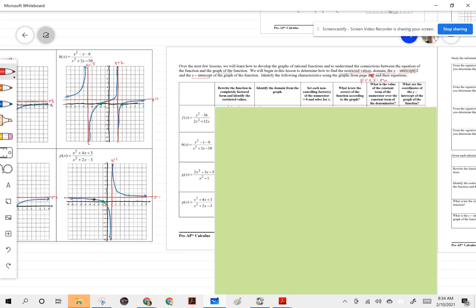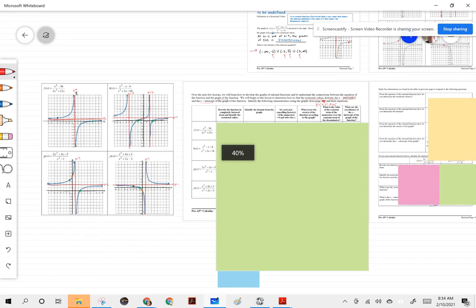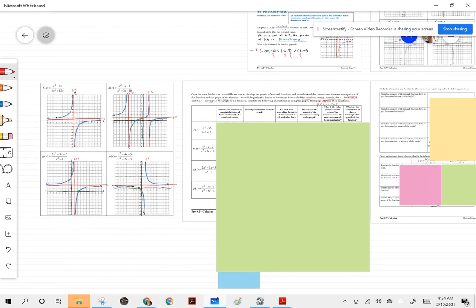So that's the previous page. So I put that right here. I'm going to zoom out just a little bit more so you can see that. These are the 4 graphs that we are completing the table on. I would like you to answer the questions that pop up.